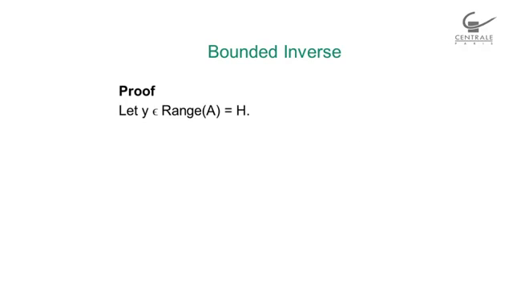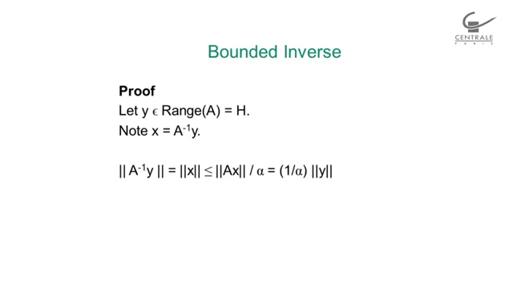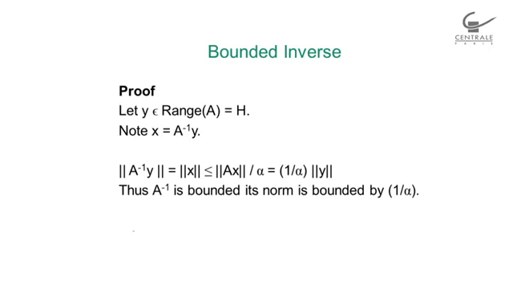Now, y being in the range of A will allow me to choose an x, which is going to be the A inverse of y. And what we have is that the norm of A inverse of y, which is equal to the norm of x, obviously, is smaller than the norm of Ax multiplied by 1 over alpha, which is exactly 1 over alpha multiplied by the norm of y. So what we have is that A inverse is bounded, and its norm is bounded by 1 over alpha.